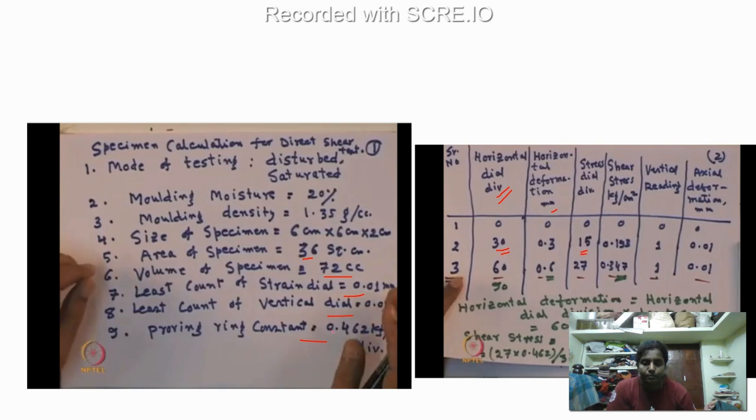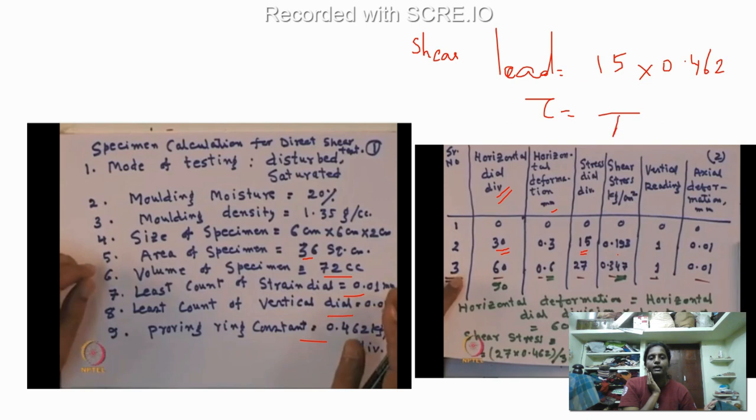You multiply it by the proving ring constant, and then you have to divide it by the area of the specimen. So we are getting the shear load. Your shear load is going to be 15 into the proving ring constant 0.462. Then you are finding shear stress. Stress is nothing but load by area. So your shear stress is going to be this load divided by the area. Area is going to be 36. Then the vertical reading is 1, and that into least count will give you the axial deformation.